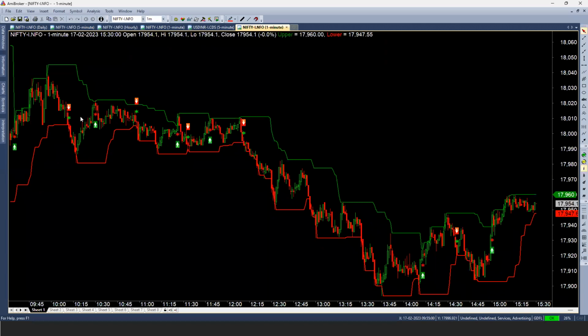Now I can see one buy, one short, one buy, one short. The star represents exit. So it's more of a stop and reverse kind of strategy.